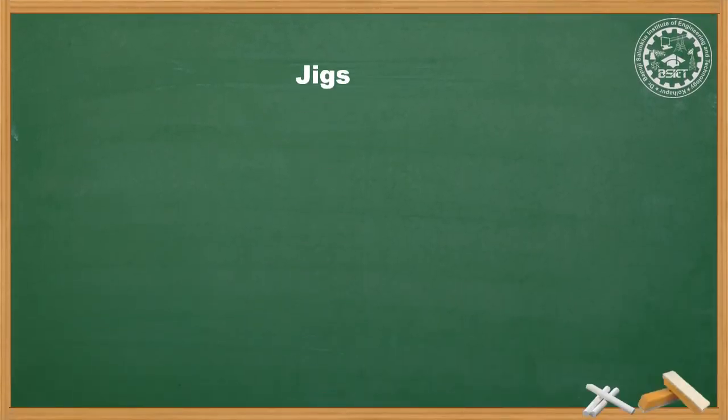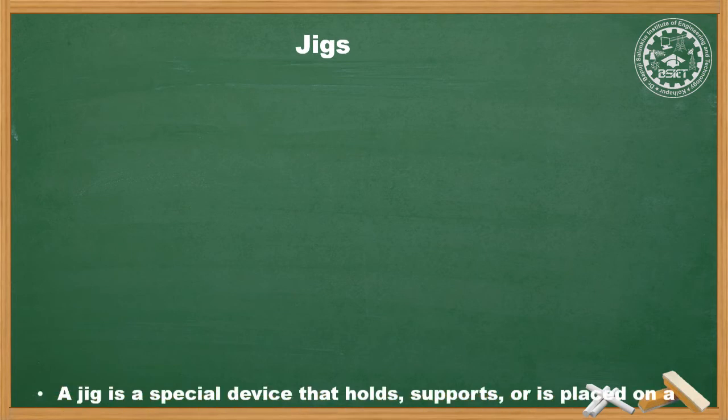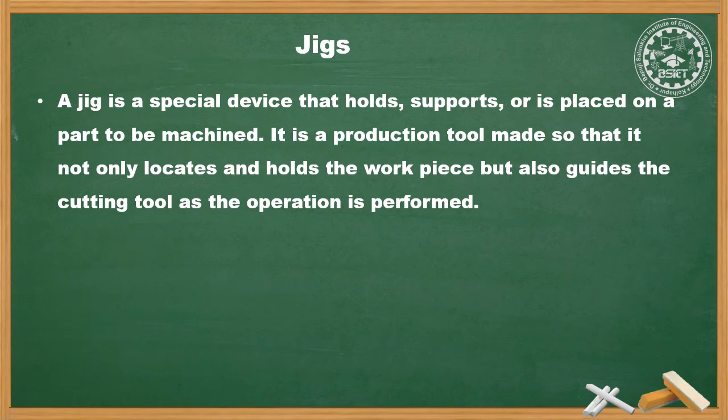Starting with jigs. A jig is a special device that holds, supports or is placed on a part to be machined. It is a production tool made so that it not only locates and holds the workpiece but also guides the cutting tool as the operation is performed. Jigs are usually fitted with hard steel bushing for guiding drills or other cutting tools.